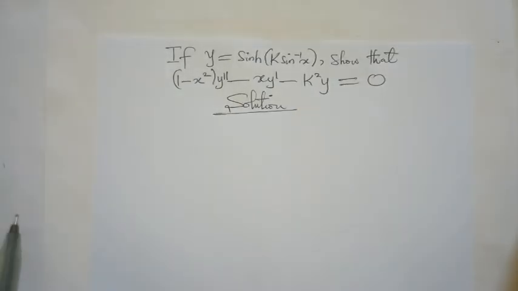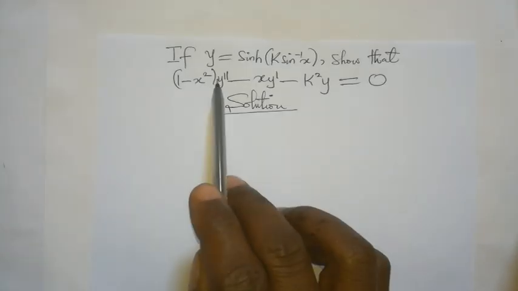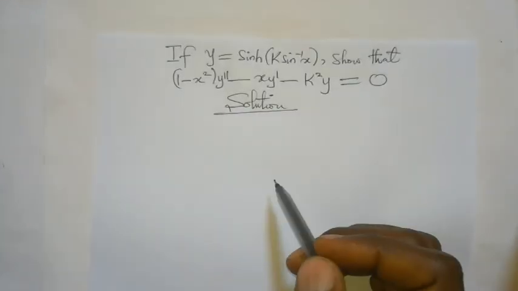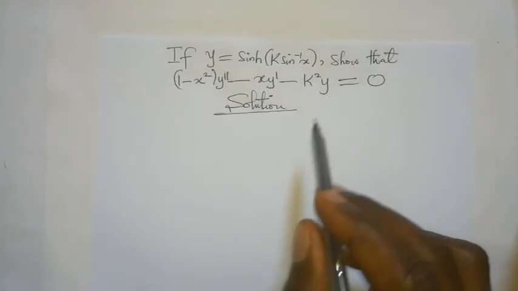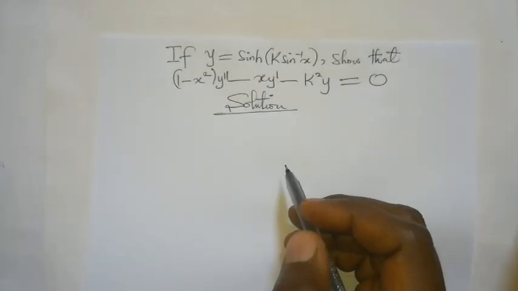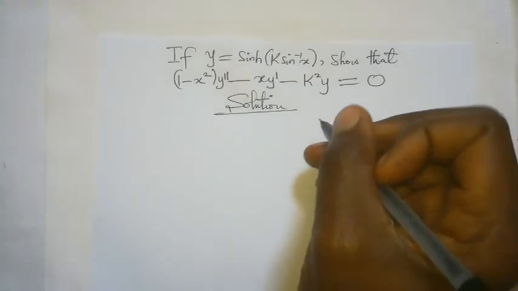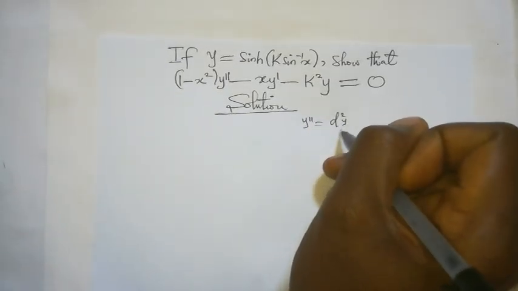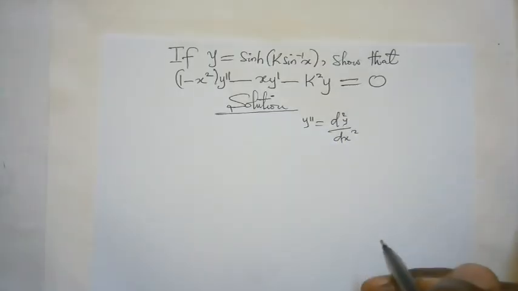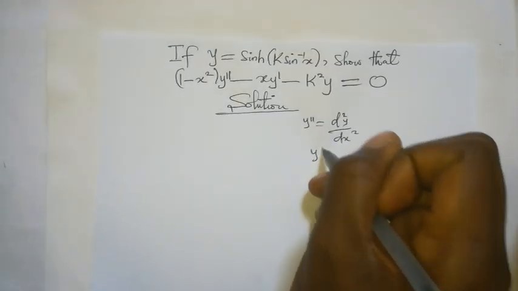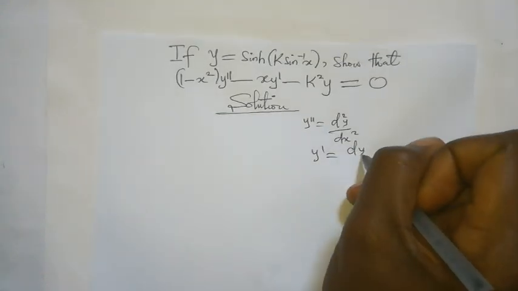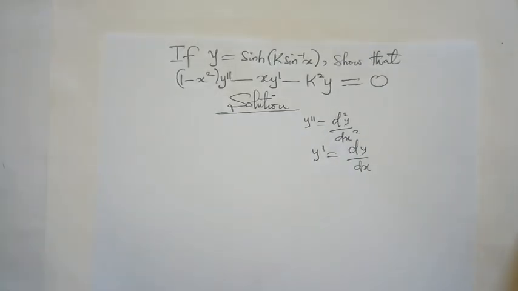This question is somewhat critical. This y prime prime means double derivative. It means d squared y all over dx squared. You see? y prime prime means d squared y all over dx squared. And also y prime means dy by dx.